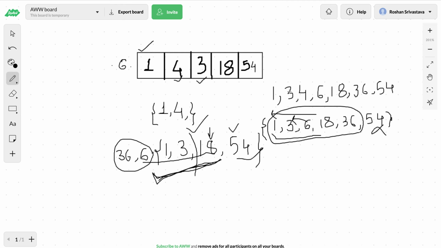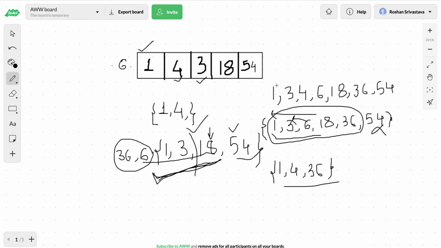All right, and similarly let's talk about the case when we could have picked 1 and 4. If we have picked 4, can we pick 6? No, we cannot. Can we pick 18? We cannot pick 18 as well, because neither 6 nor 18 is divisible by 4. Can we pick 36? Yes, because it is divisible by 4. And can we pick 54? No, we can't pick 54. So if we include 1 and 4, the maximum that we can generate is this one only.